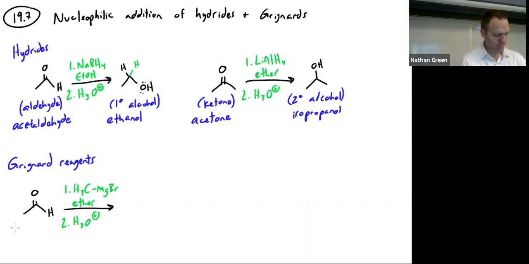This is an aldehyde. I'm going to add another carbon to it. Ms. Henson, what am I going to make?